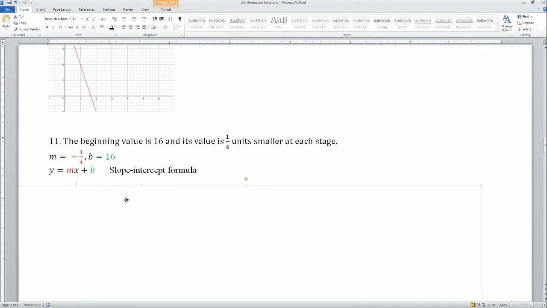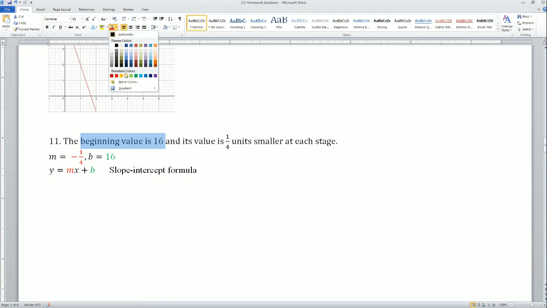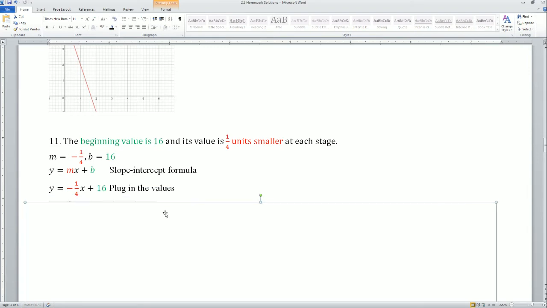Next, let's see. 11. The beginning value is 16. Beginning, that's the key word. That is your y-intercept. The value of 1/4 unit smaller is red. Okay, smaller means it's a subtraction. Plug it into your slope-intercept form, which is y equals mx plus b. M is negative 1/4, b is 16.